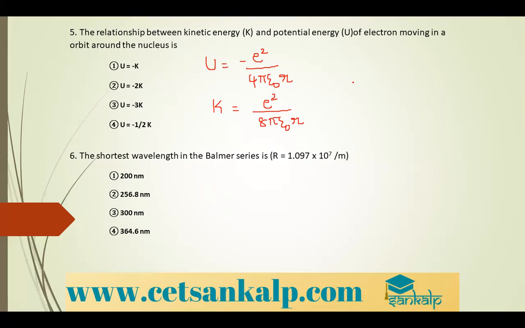So you have to think that, use the potential energy formula and the kinetic energy formula. Work it out: e to the power 4 by 8 pi epsilon naught r is equal to 1 by 2 e square by 4 pi epsilon naught r is equal to minus U, so U is equal to minus 2K.